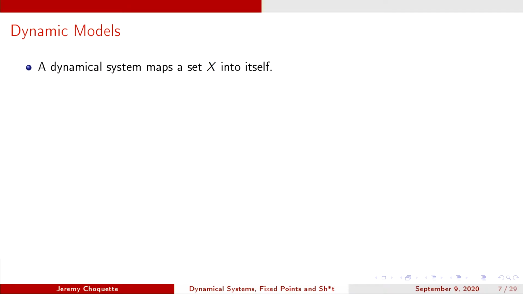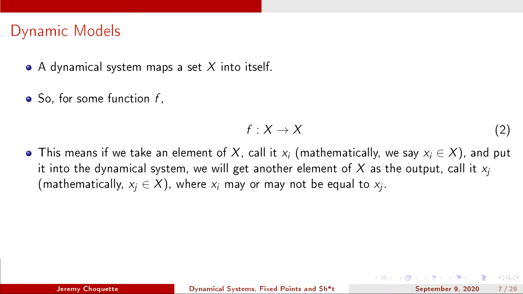Now, a dynamical system is a function, or really a system of functions, that maps a set x into itself. So if we have some function f, we would say that f is a function where x is mapped back into x. If we take an element of x, call it, say, x sub i, mathematically we would say this x sub i is contained in x, or x sub i is an element of x. We would put it into the dynamical system. We would get another element of x as the output. We'd call it x sub j.